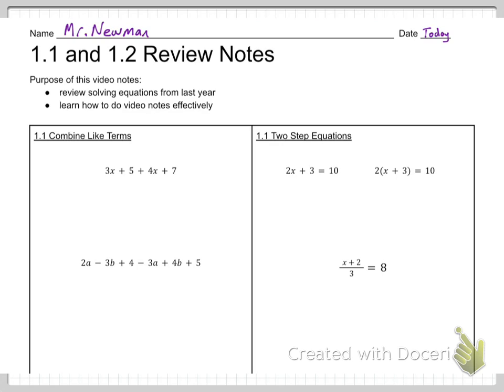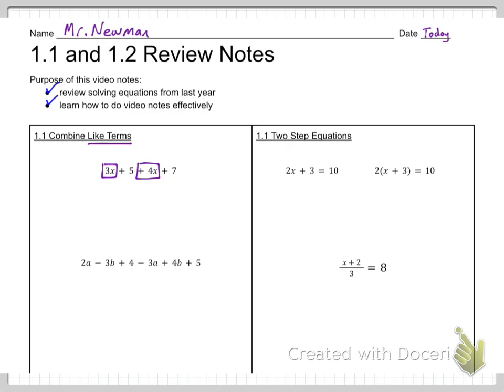First of all, I want to remind you how to combine like terms. The way I do it, I like to look at like terms and draw symbols around them. Remember, a like term is any term that has a variable that's the same. So the 3x and the 4x both have x on them, so we can combine them.